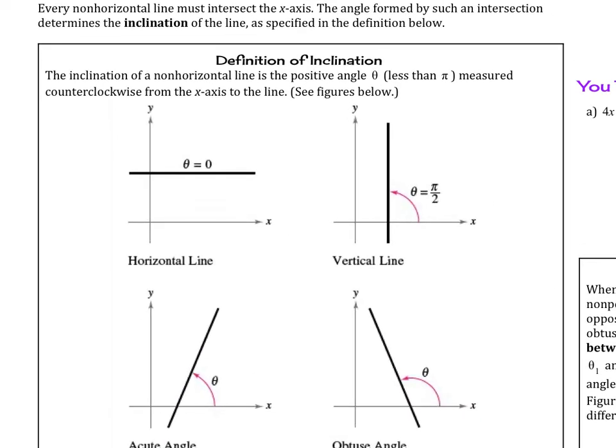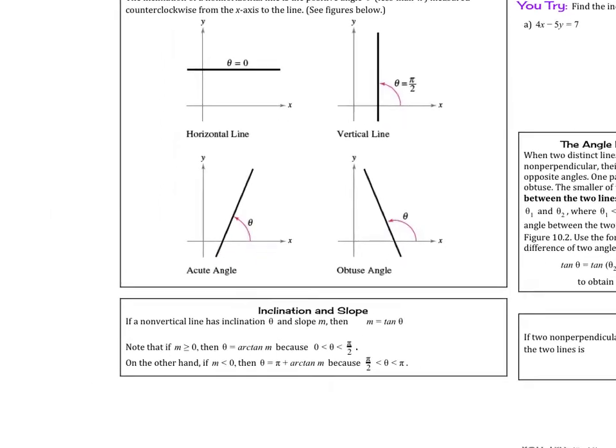The inclination of a non-horizontal line is the positive angle theta that's less than pi, measured counterclockwise from the x-axis to the line. Notice this does not cross the x-axis, that's horizontal. But here, notice we're measuring the positive angle going counterclockwise from the x-axis. Same thing here, so this is vertical, acute, and obtuse.